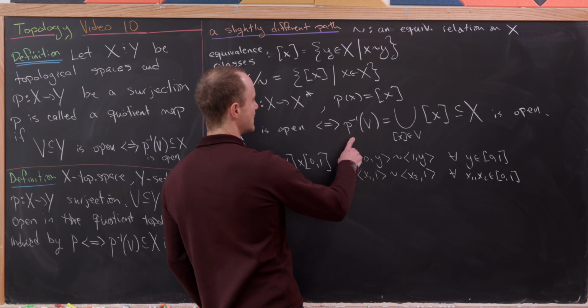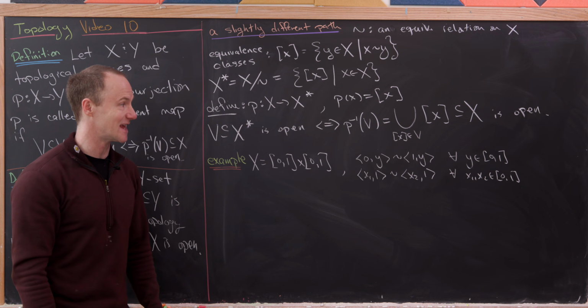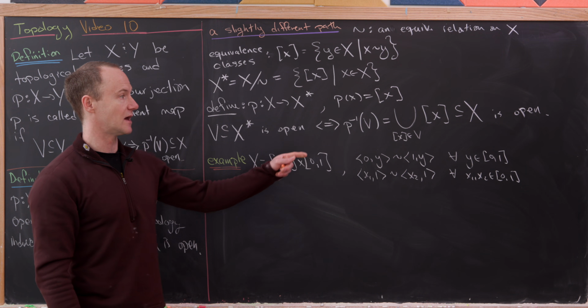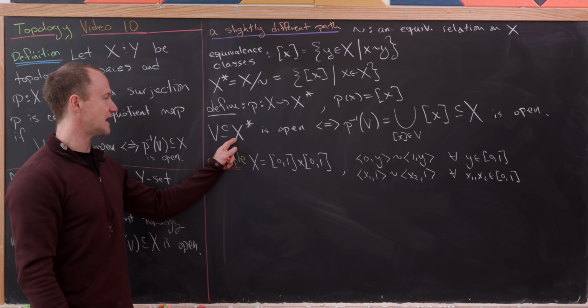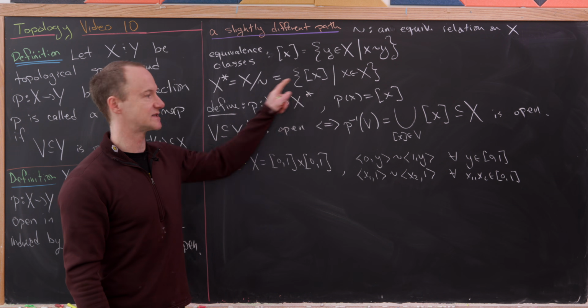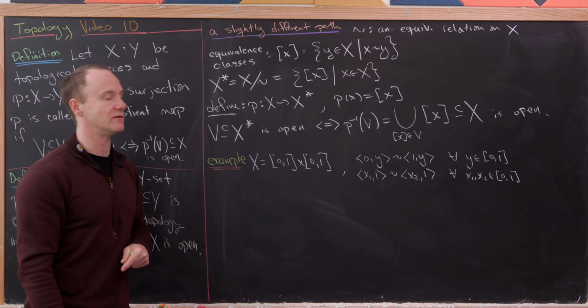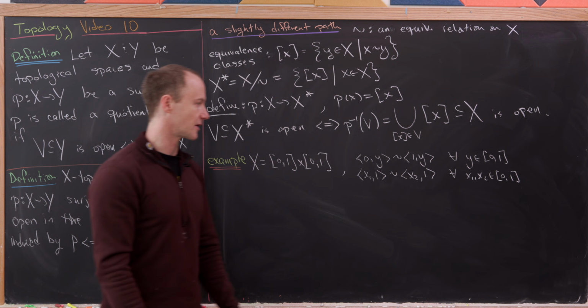But notice that the pre-image of V is simply going to be the union over all equivalence classes in V of those equivalence classes. Now observe that V is in X star. X star is the set of equivalence classes. That means V is made up of equivalence classes. That's why we can say this thing right here.